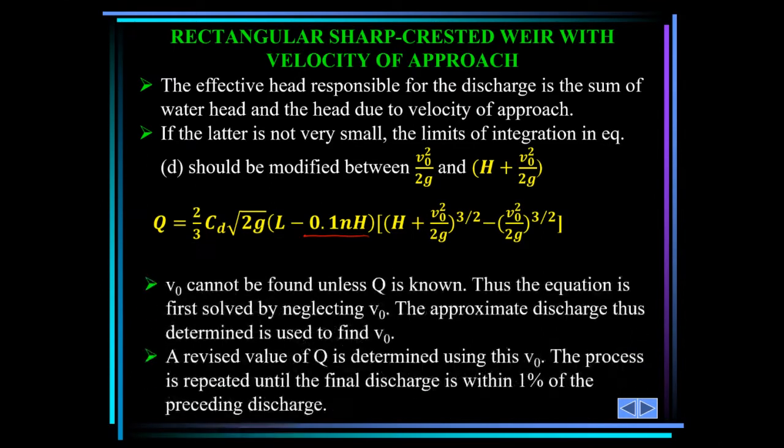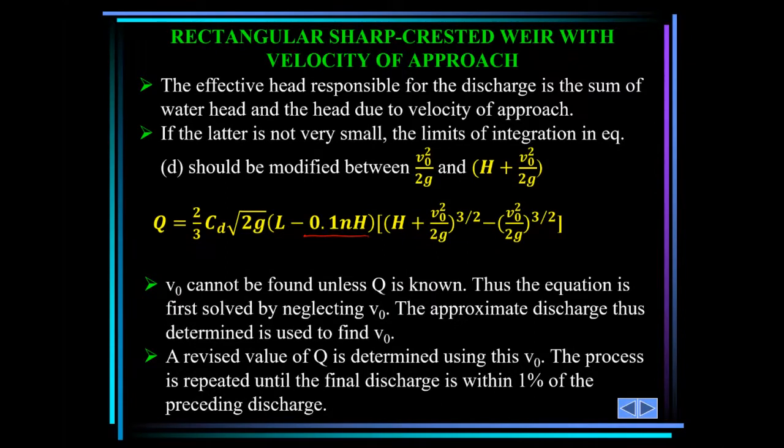V naught cannot be found unless Q is known. So what do we do? V naught, that's the velocity of approach, cannot be found unless Q is known. The equation is first solved by neglecting the velocity of approach to get the approximate discharge.